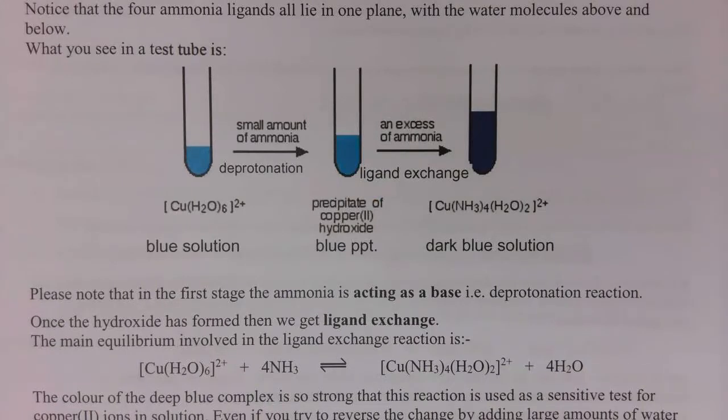What you will see happening is this. When we add a small amount of ammonia to a solution of copper sulfate, we get deprotonation. That forms a precipitate of copper 2 hydroxide. That's where 2 of the water ligands have lost a hydrogen ion to become OH negatives. It is now neutral, and that's why it drops out of solution.